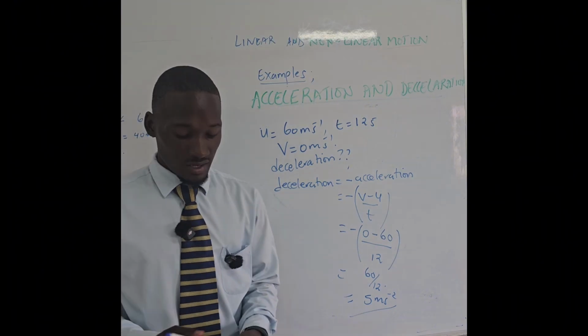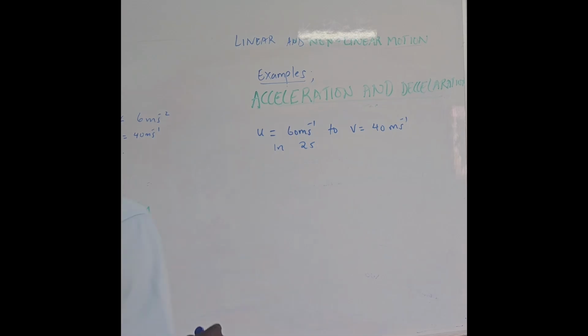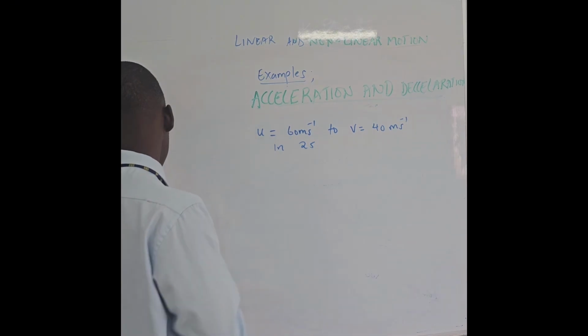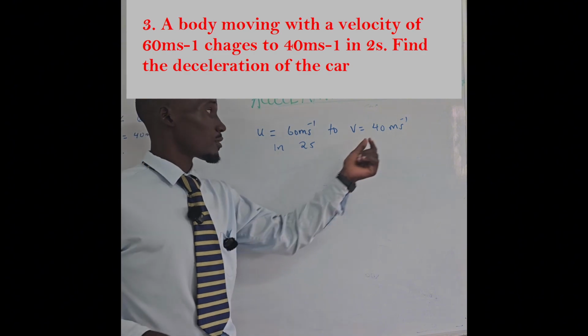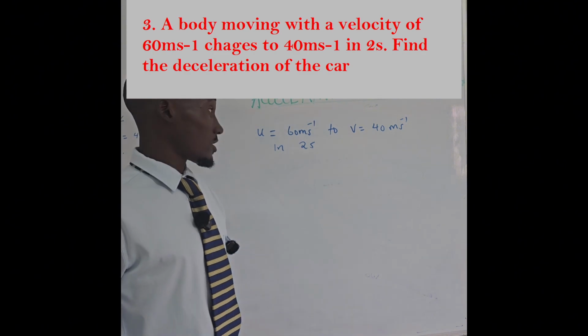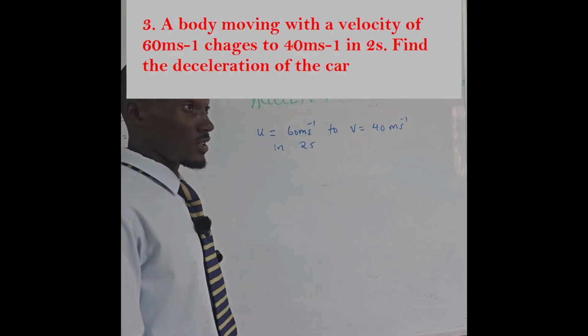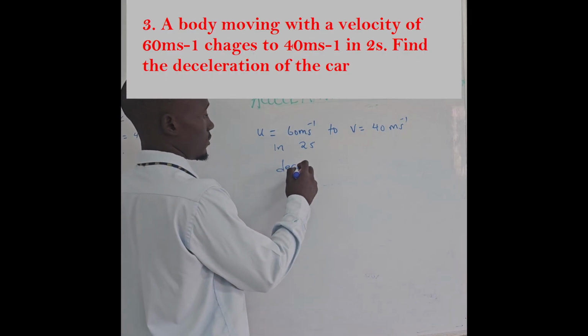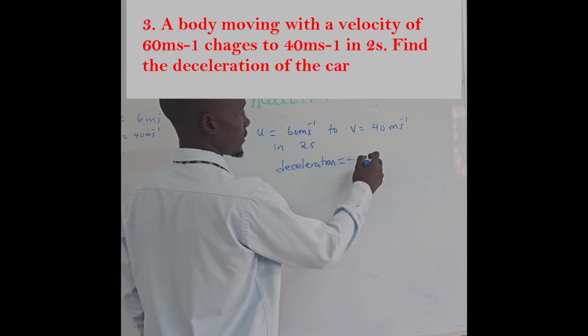Let's look at our last example. We have a question here which says that we have a body that changes its velocity from 60 meters per second to 40 meters per second in 2 seconds. And they want us to get the deceleration. So we know that the deceleration is equal to negative acceleration.